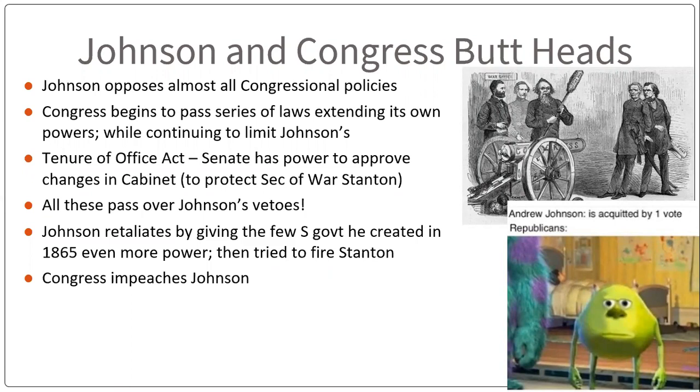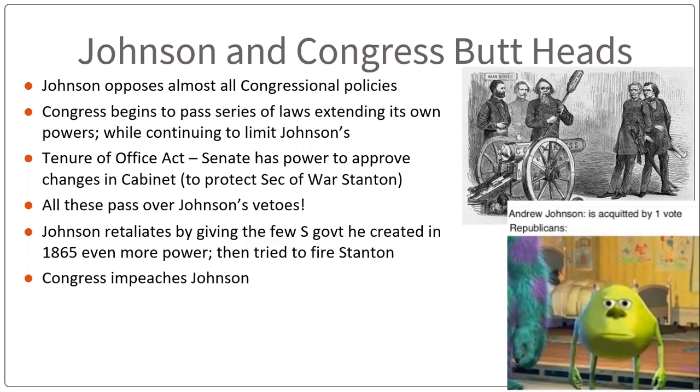So we're going to then see this Tenure of Office Act, where the Senate has the power to approve changes in the cabinet. You know, this was to protect the Secretary of War, Stanton, because he was being cooperative with Congress. So they liked working with him. All these pass over Johnson's vetoes, so they're able to get these approved without the president signing off on them.